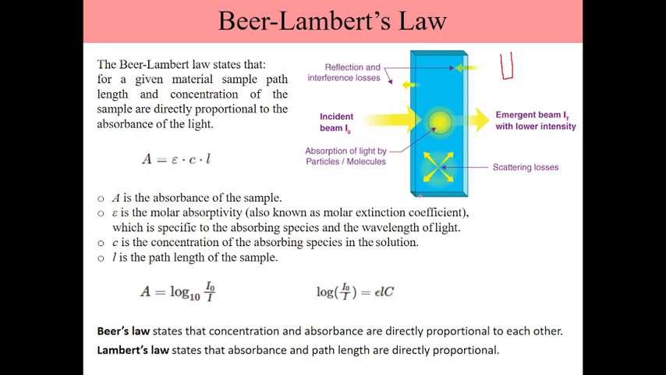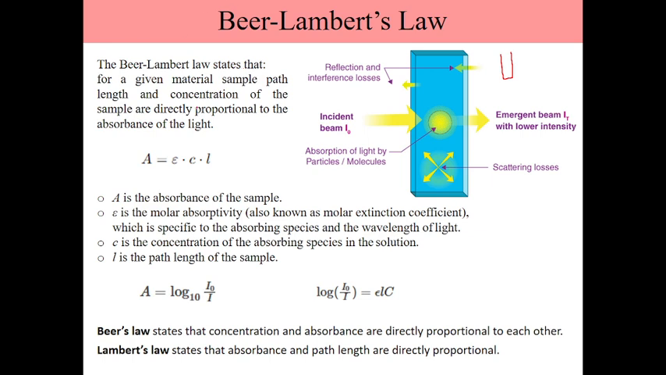The distance from one end of the cuvette to the other end that the light traverses when it passes through a solution in a cuvette is called the path length of the cuvette. This is usually 1 centimeter, and this is taken as L. Alright, so this is what Beer said, this is what Lambert said. Then people combined the two laws and it became Beer-Lambert's law, which states that for a given material sample, path length and concentration of the sample are directly proportional to absorbance.